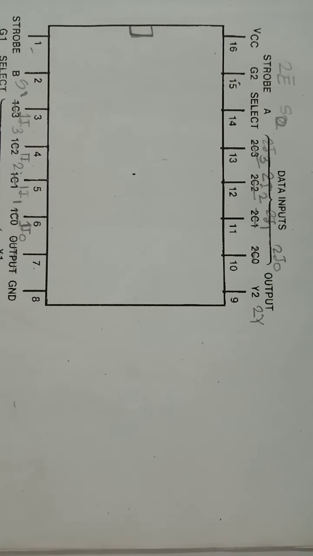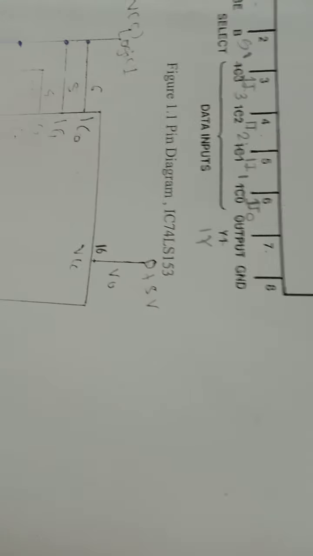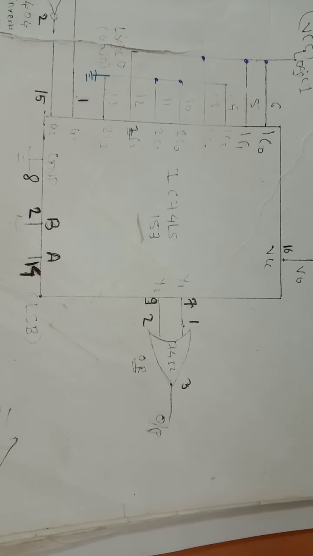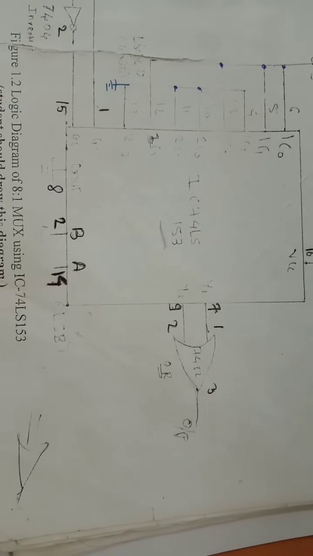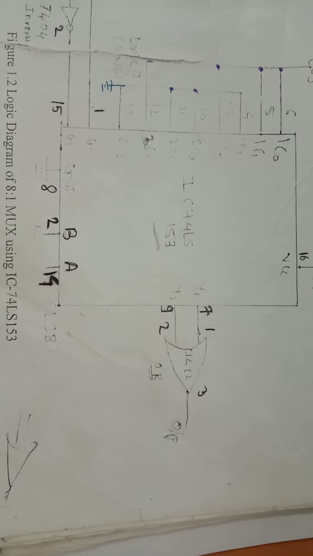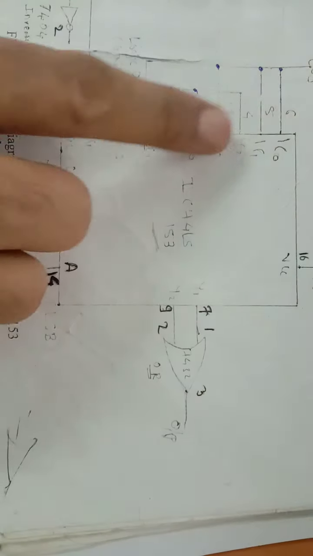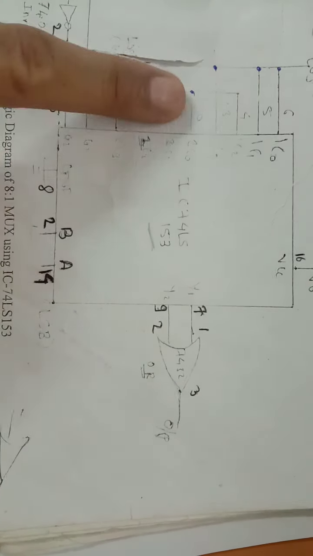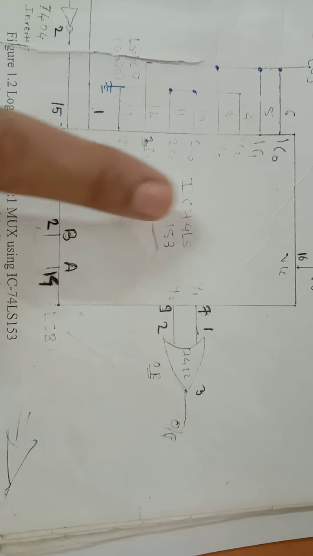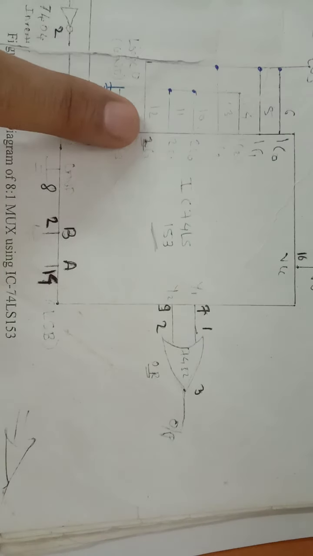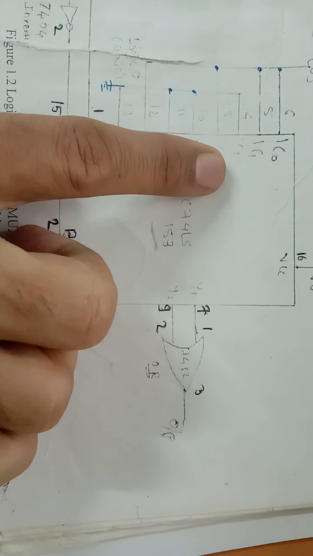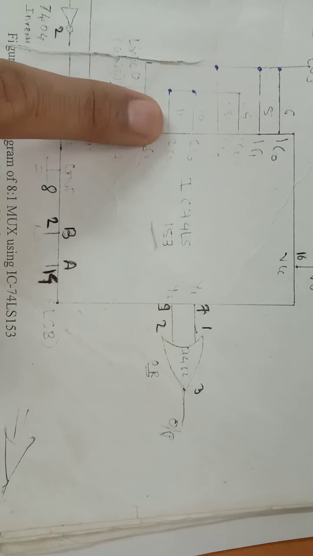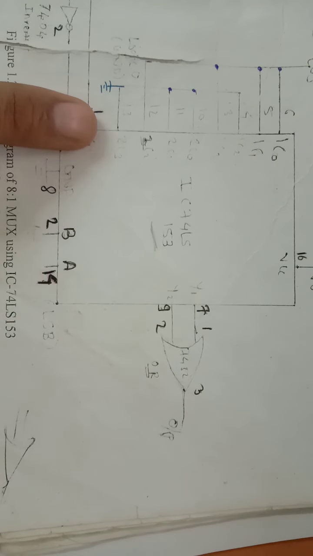Now, next is the logic diagram. This is the logic diagram of the 8 to 1 mux. In this, pin numbers 6, 5 and 3, and pin number 12, I repeat, 12, 3, 5, 6, these pins we have to connect to VCC, and the remaining pins 4, 10, 11 and 13 are connected to ground.